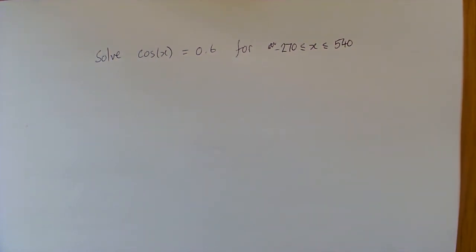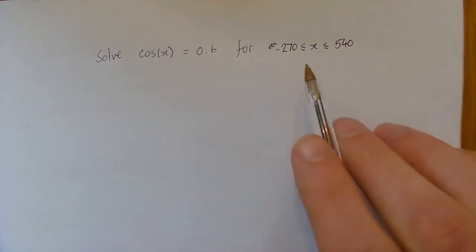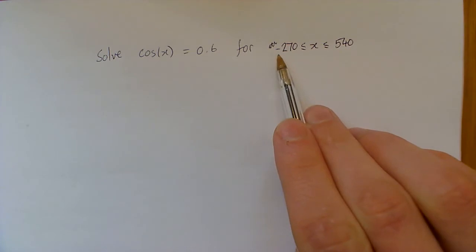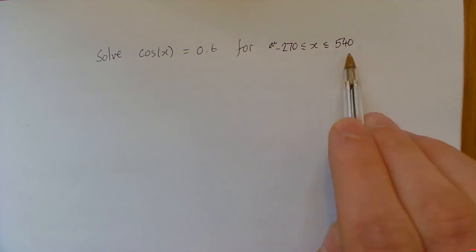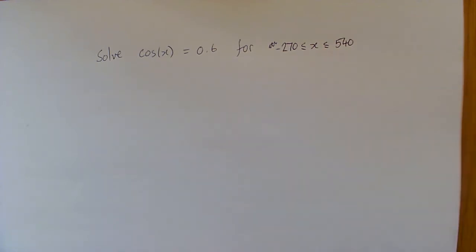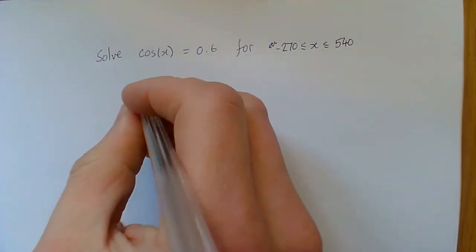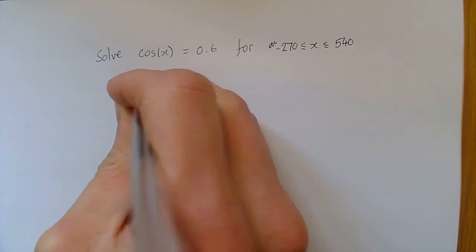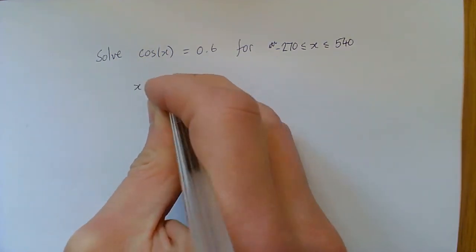Most of what you're going to see is very like what you had in the last video, but there is no reason that you couldn't be asked about a range which goes from minus 270 to 540. It's a bit arbitrary, but it is totally valid. So we are going to have a go at solving this. We're going to start in our normal way.